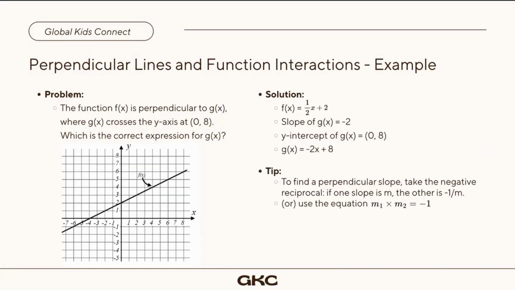The solution is the same for the tip. To find a perpendicular slope, take the negative reciprocal like we did. If one slope is m, the other will be -1 over m. So make sure to remember that. Or you can also use the equation m1 times m2, two different slopes. The product of them will equal -1.